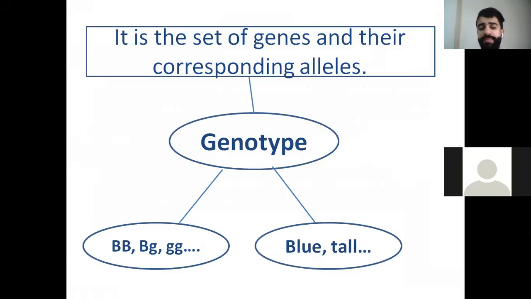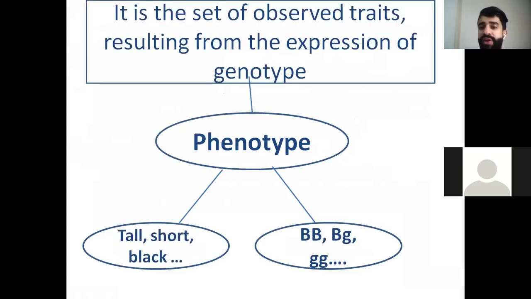We said the genotype, like BB, BG, GG, AB, AC, and so on, is the set of genes and their alleles. However, the phenotype is the observed trait. For example, black hair, brown eyes, green eyes, attached ear or free lobe. All of them are traits that you can observe. Or like the blood group, for example, or the level of thinking. All of them are traits. So these are called the phenotype.